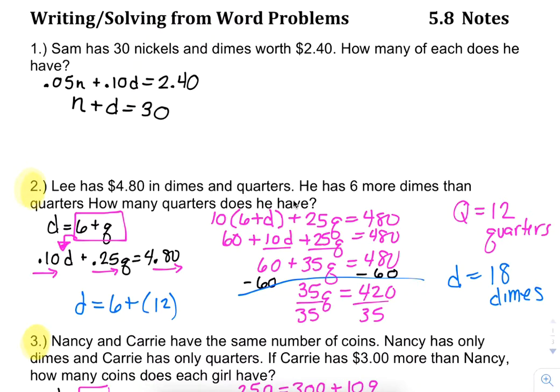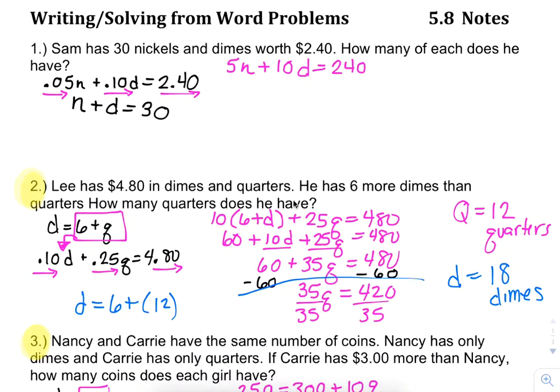It is elimination. So we know that we want to keep the variables lined up, but the problem is I have to make it so they cancel. So we're going to do two separate changes. Let's talk about the first change. The first change on my top equation is going to be to move all of the decimals. When I do that, I have 5n plus 10d equals 240.